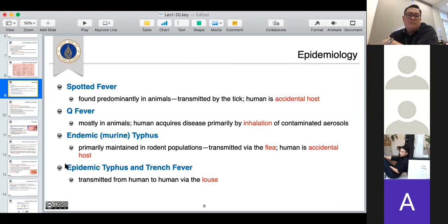Spotted fever, well, mostly is a disease of animals. Humans are an accidental host. Humans are not the main host for spotted fever. Q fever also infects animals.